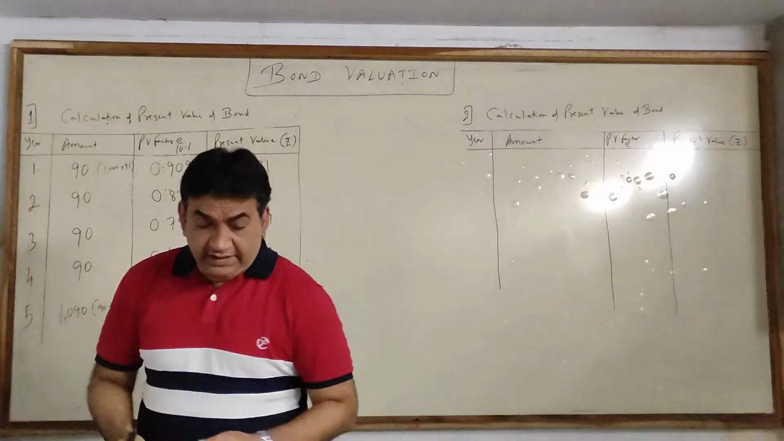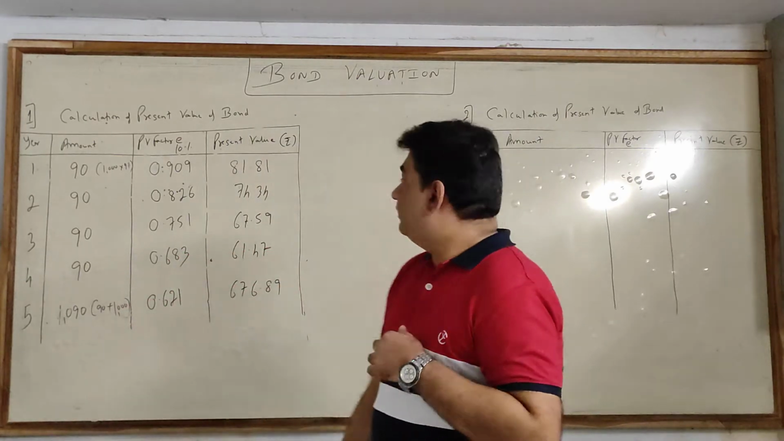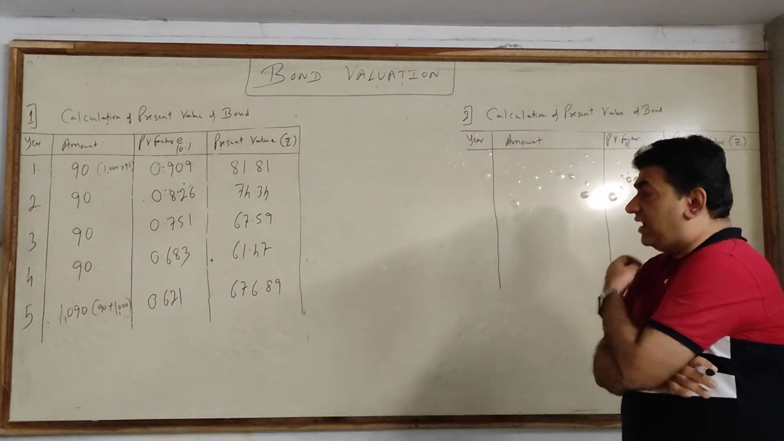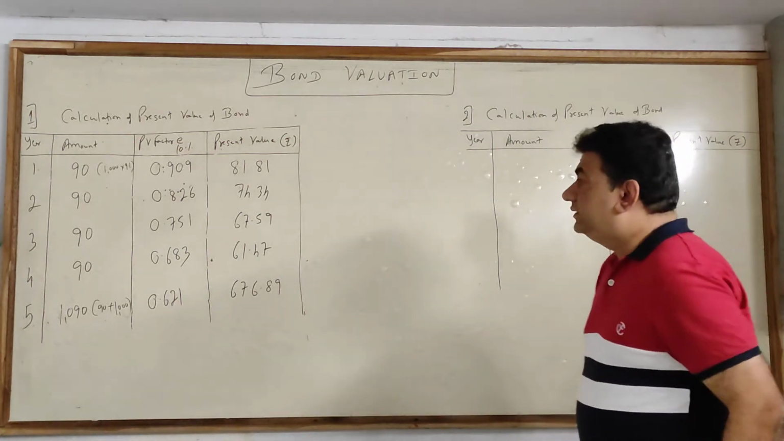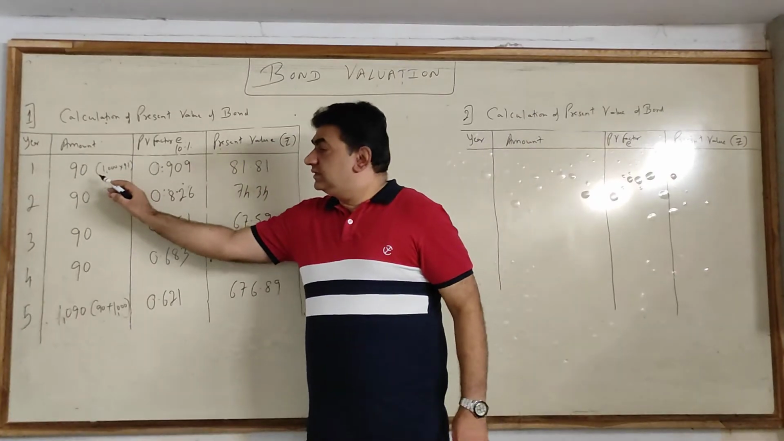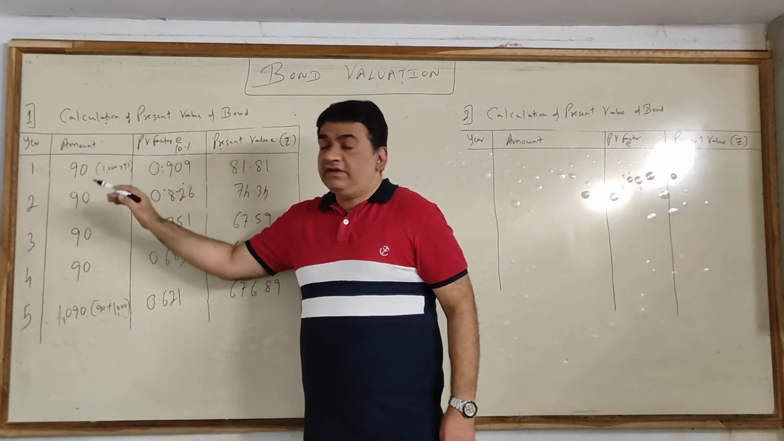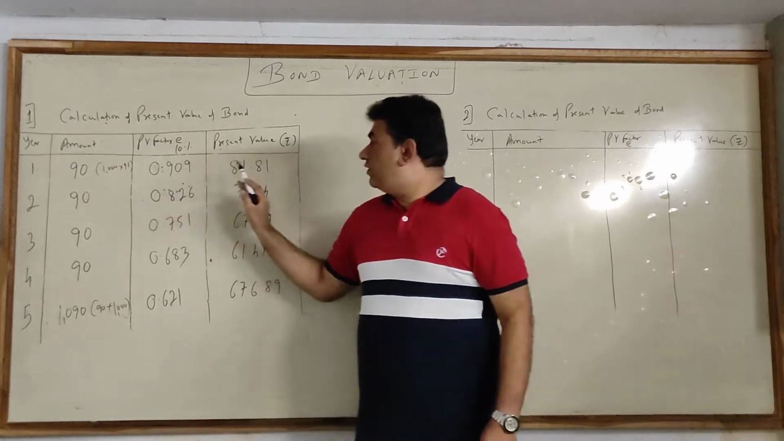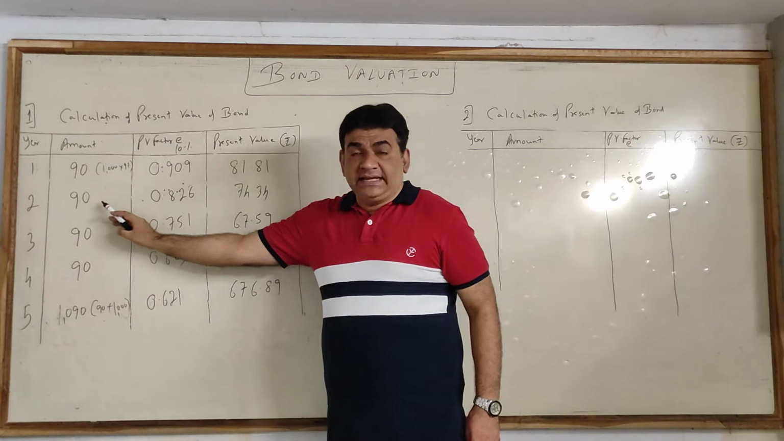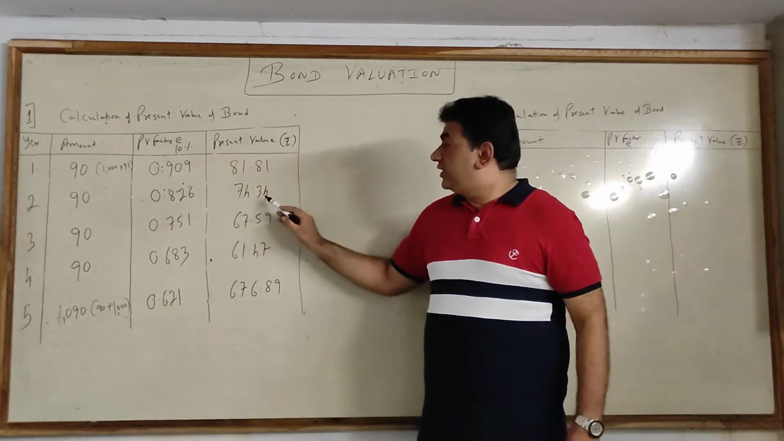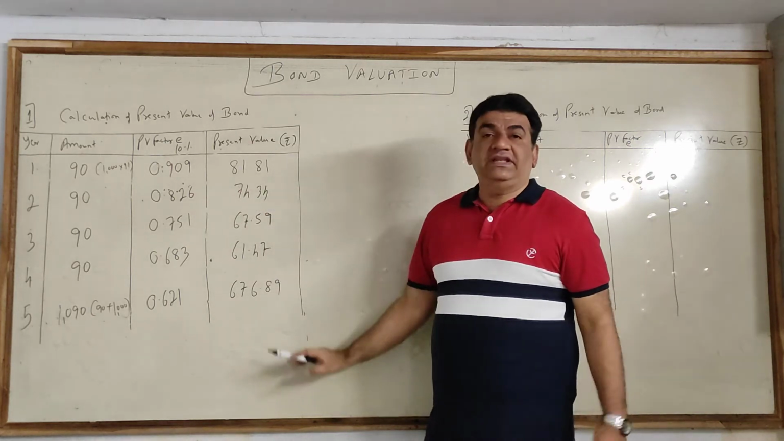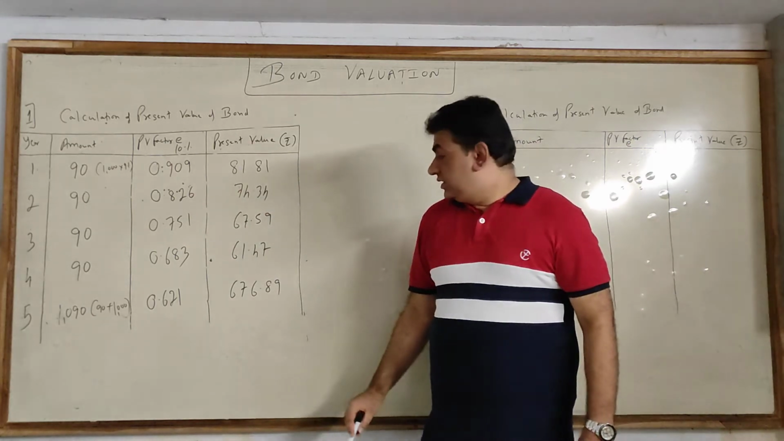Even if you round it off, it is not a problem, but it's better we take it as 2 decimals. Clear, guys? Now see, again I repeat. After 1 year, what will be 90? The value today is 81 rupees. After 2 years, what will be 90? Its present value as of today is 74. That means you invest 74 rupees, after 2 years you will get 90. That is the concept. Okay?